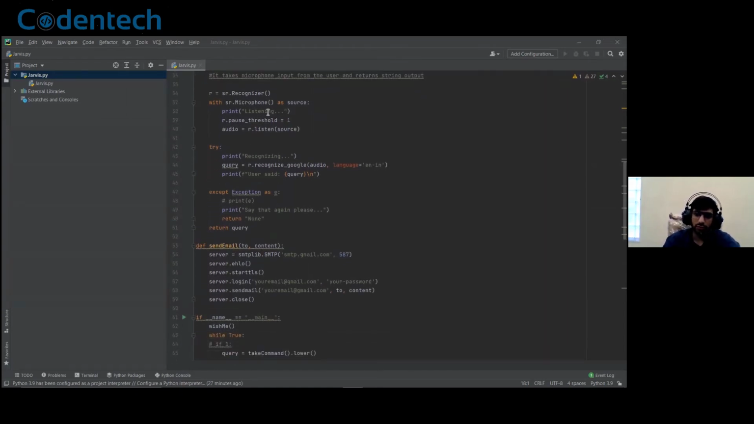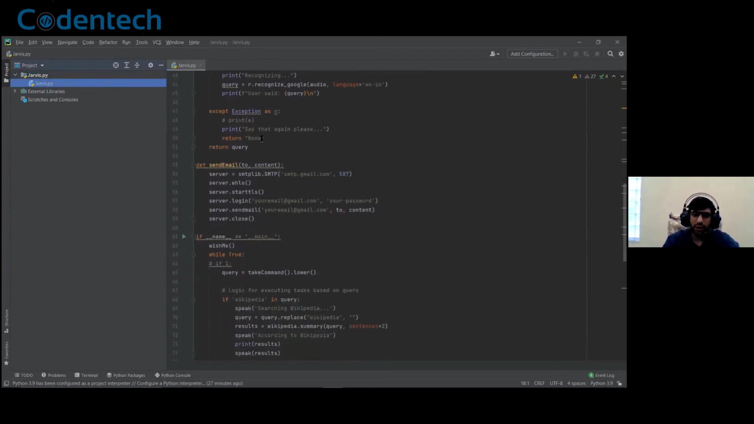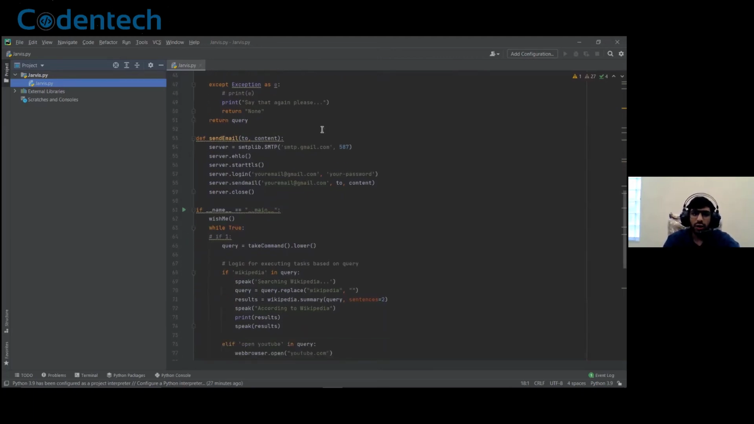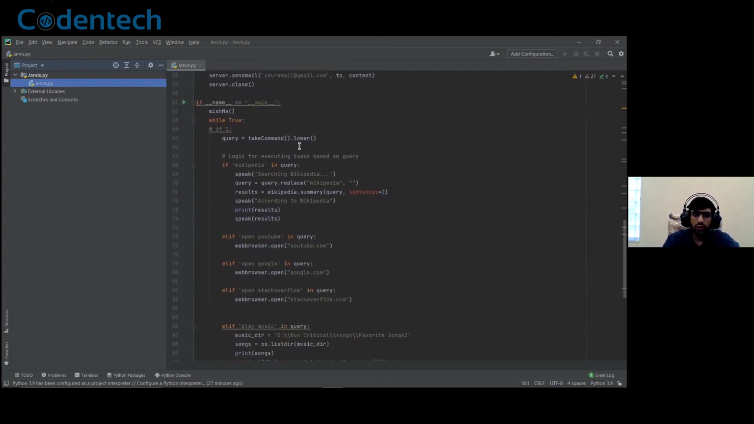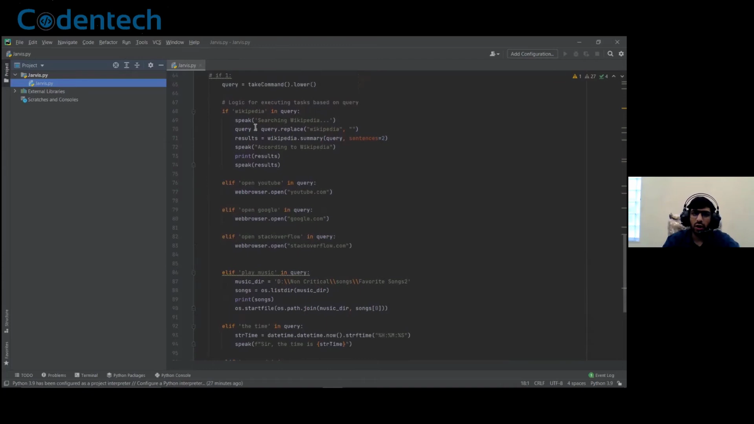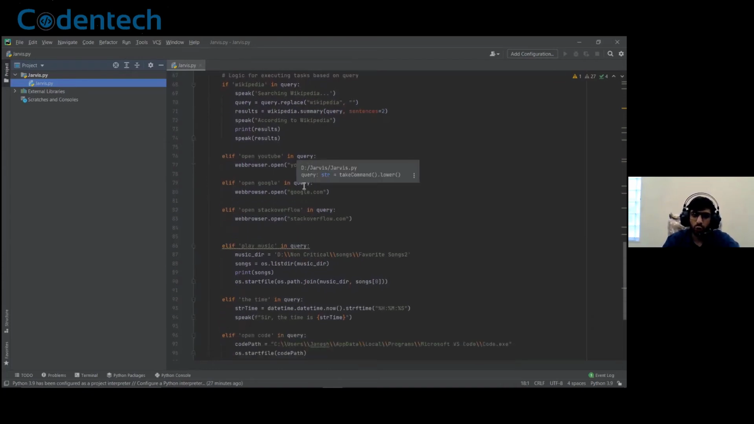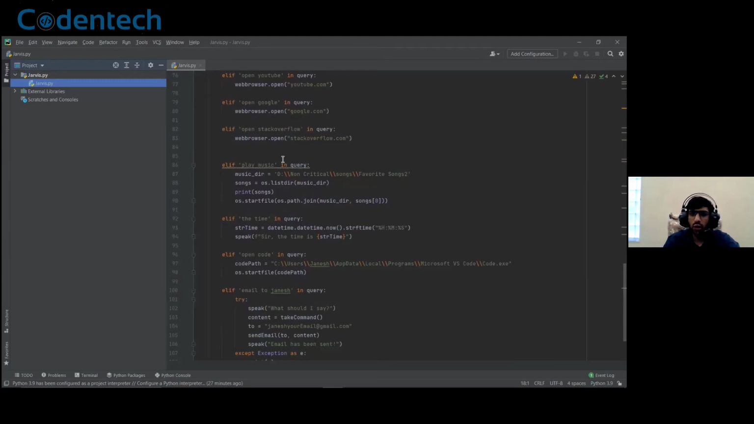Whenever I run the code, it always shows me the listening prompt, and it says "say that again please" if the machine doesn't understand what I said. I can give the command to mail someone something if I want to. It automates things for me. If I want to search something on Wikipedia, I can search it on Wikipedia. I can open YouTube, open Google, open Stack Overflow. These are some of the websites that I regularly open, so I have automated these things.